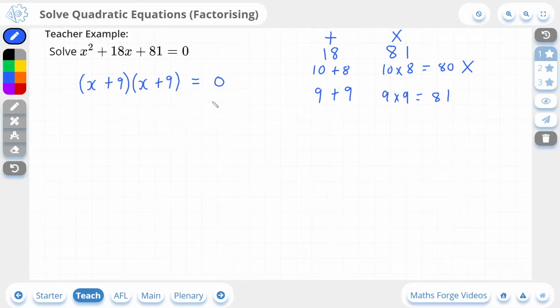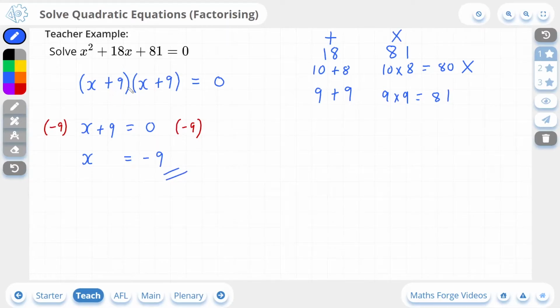Now, when you're solving for x in this case, in the previous example, I said you should take each bracket and equal it to 0. But in this case, since both of the brackets are the same, all you have to do is take one of the brackets and equal it to 0. And if we rearrange for x, we'll do minus 9 from both sides. We end up with the following. x is equal to minus 9. And this is our only solution.